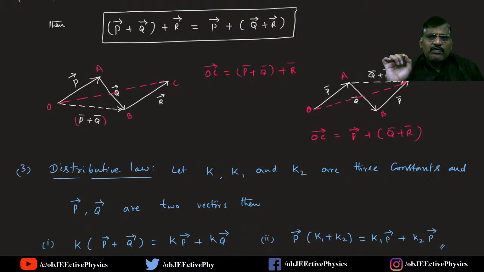So for a physical quantity to be called a vector, it must have magnitude and direction along with magnitude. That physical quantity must obey the three laws of vector addition.